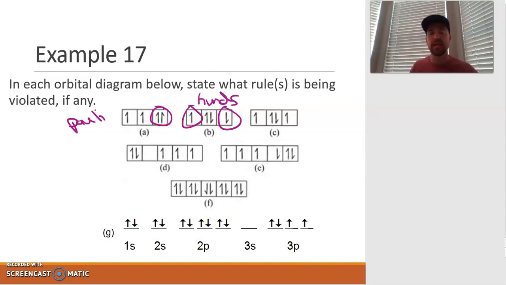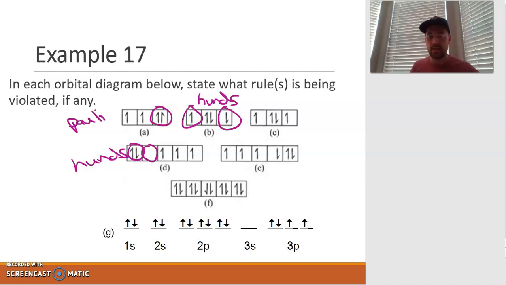In this last one, it looks like there's a violation because you're looking at why is it doubled up here versus doubled up here. But remember, all 3 of these orbitals shown here all have the same energy, so it doesn't matter where we double up. So actually, there is no violation in this last one. In letter D, there's a violation because we've doubled up while there's an empty orbital. That's a violation of Hund's rule.